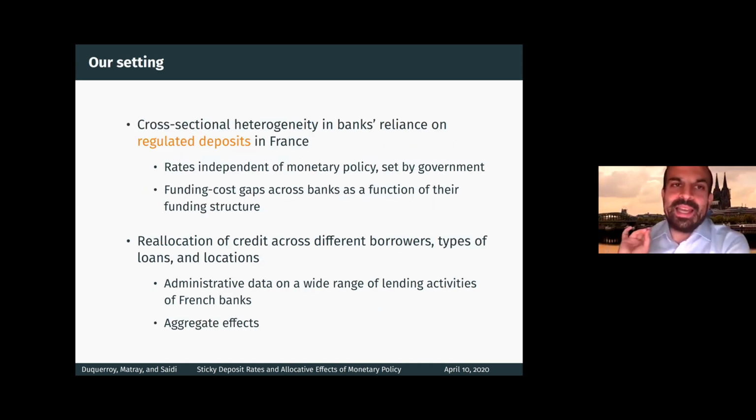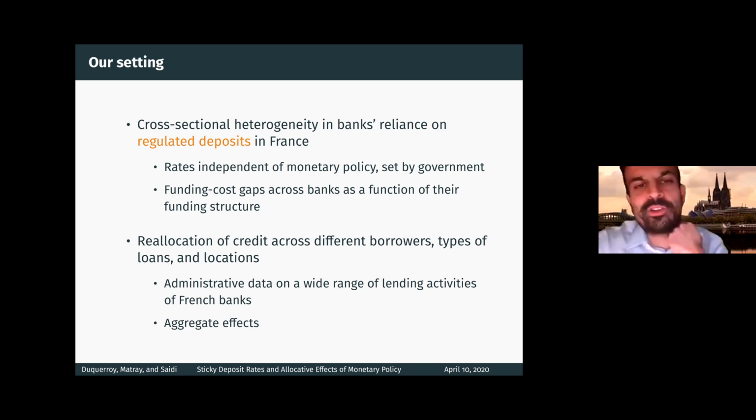In particular, in this paper, we exploit cross-sectional heterogeneity in banks' reliance on so-called regulated deposits in France. The grand feature of the rates on these regulated deposits is that they are independent of monetary policy. They are set and guaranteed by the government, and they are not set by the banks themselves. Normally, when we look at deposit rates in this literature, one thing we tend to worry about is the endogeneity of banks' deposit rate setting. This is out of the question here. The rates are set by the government, and I'll tell you more about it in a minute.